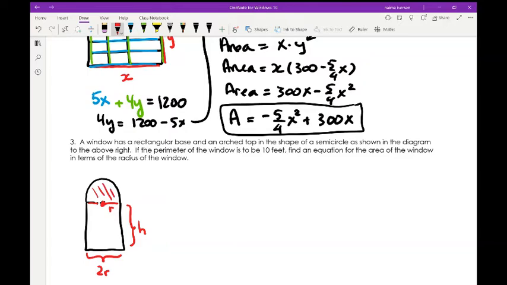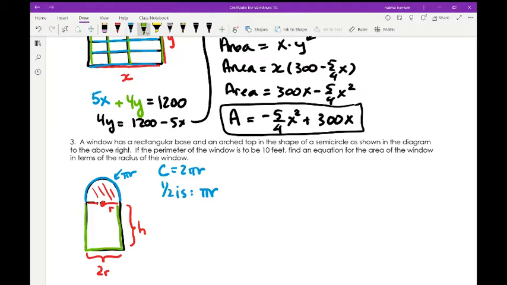So now it says the perimeter of the window. The perimeter of the window is this part, which is half of the circumference. Circumference, remember, was 2 pi r, so 1/2 of it is just pi r. Okay, so that's going to be that part right there, pi r. And then the rest of the perimeter is these things here.